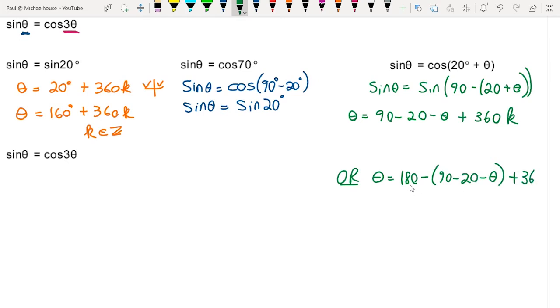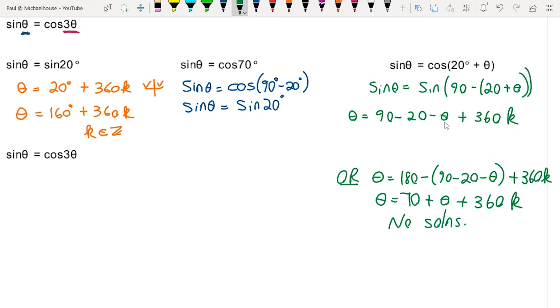Remember, the sine of 180 minus theta is the same as the sine of theta. Now, in this particular one, what happens is we get theta is 180 minus 70, which is 110. Sorry, we get 70 plus theta plus 360k. What actually happens in this one is that we don't get any thetas if we subtract, so there's no solutions here. That doesn't always happen. Sometimes we will get solutions from both.